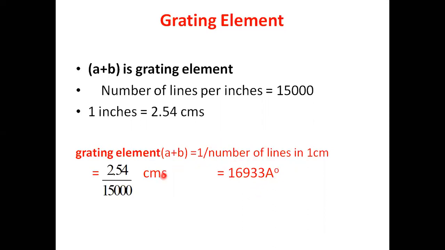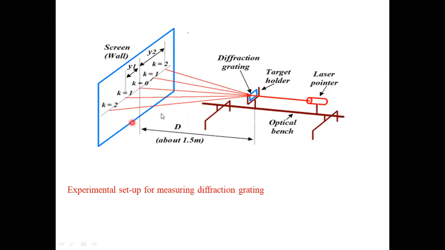So this is the actual value of the grating element, but the aim of our experiment is to find this grating element experimentally. So let us discuss how we find this grating element experimentally. You can see, this is the experimental setup for measuring the grating element.